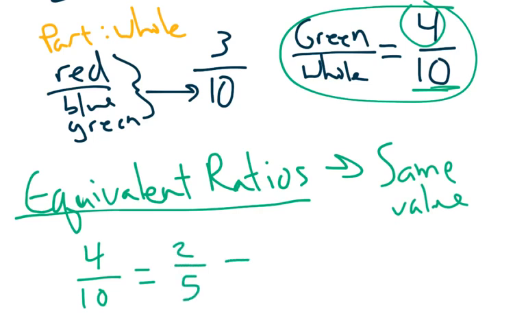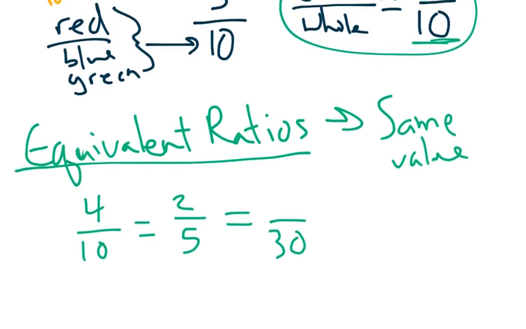But then let's just say, what if there were 30 of these balls in this thing? Then we would maintain that ratio of 2 to 5. So 2/5 of it would be green. Well, how do we get from 2/5 to 30? We have to ask, since they're equivalent, what am I multiplying this by? And that would be 6.